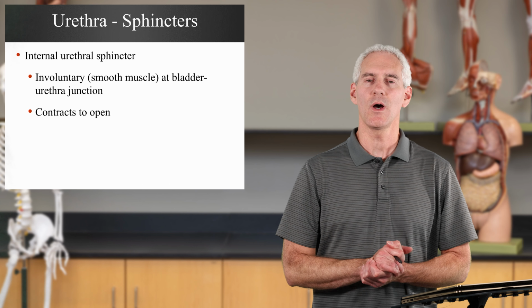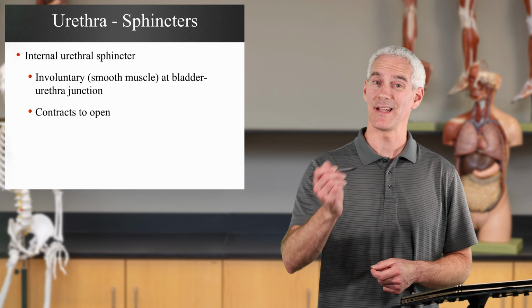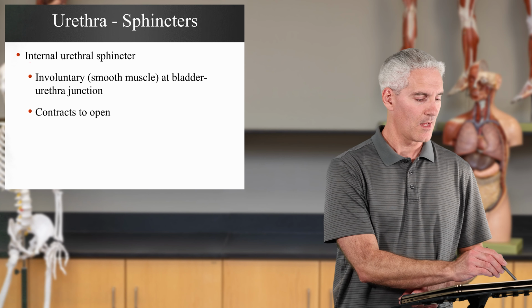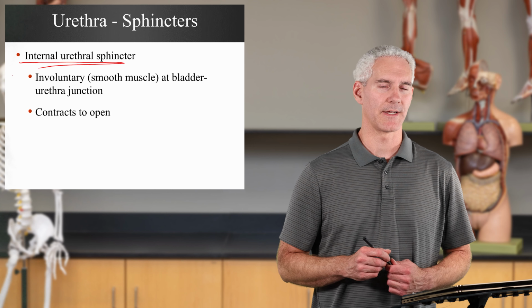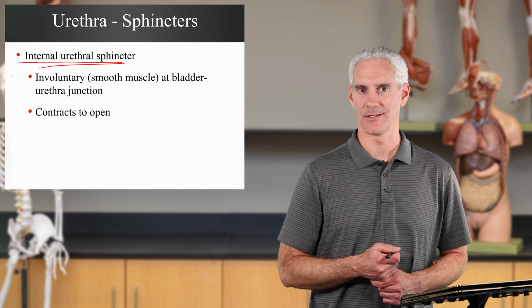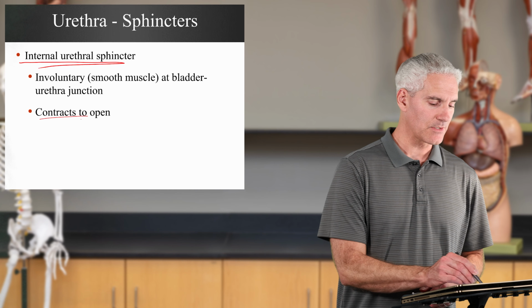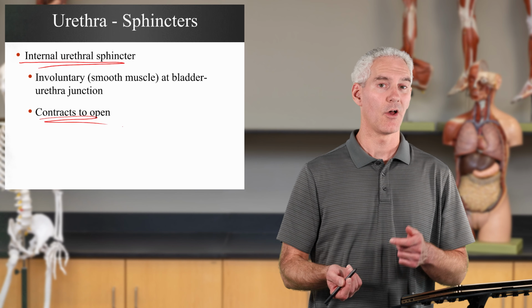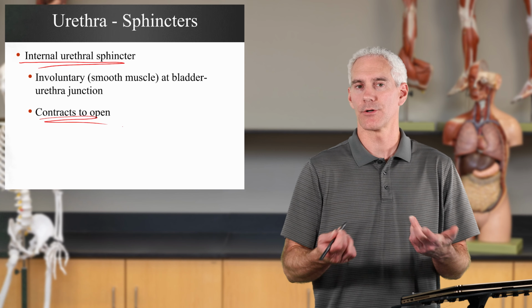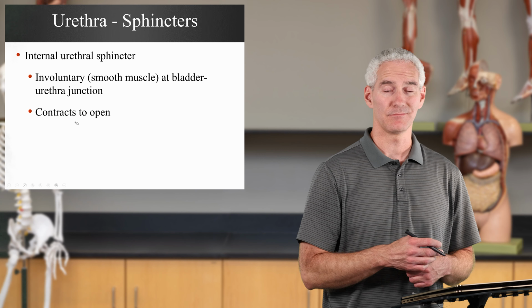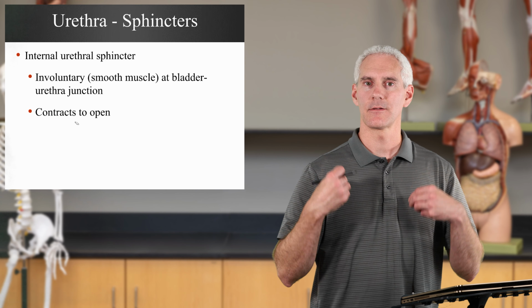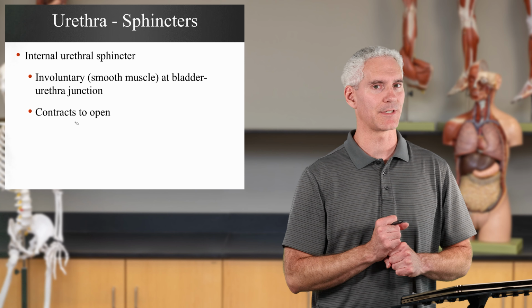And then we have 2 urethral sphincters. We have an internal and external. The internal urethral sphincter is involuntary. You can't control it. What's happening here is it's going to contract to open when micturition or urination occurs. But you have no control. Your nervous system will say when it's time to control that.